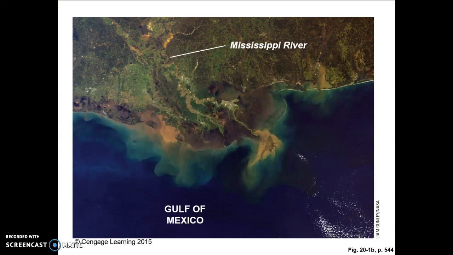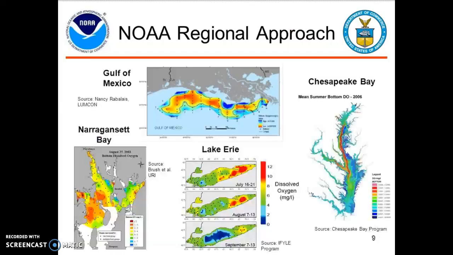Here's an aerial image just showing the discharge, and predominantly what you're actually looking at there is sedimentation that's pluming out into the Gulf of Mexico, and then due to currents is predominantly going to be heading to the west. But that also includes all the nutrients that will be causing the algal blooms.